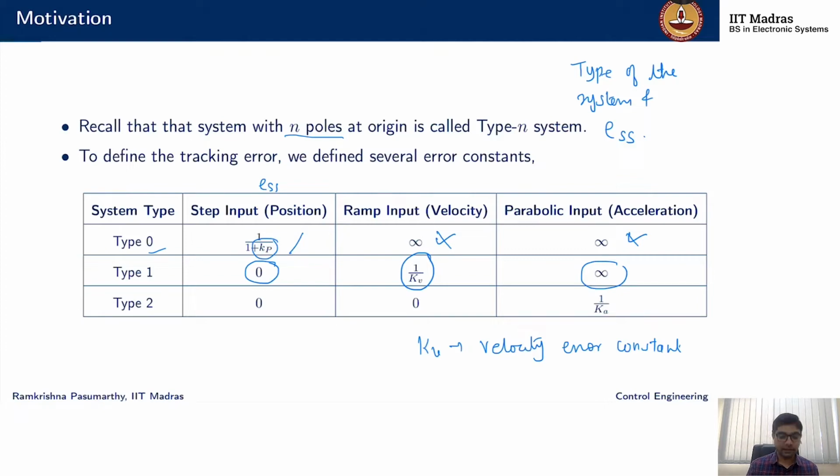And you go higher and higher. A type 2 system can, of course, track a step input with zero steady state error. It can track a ramp input with zero steady state error. And it can track a parabolic input with some constant error. And you see, as the type increases, the ability of the system to track higher order reference or input signals increases.